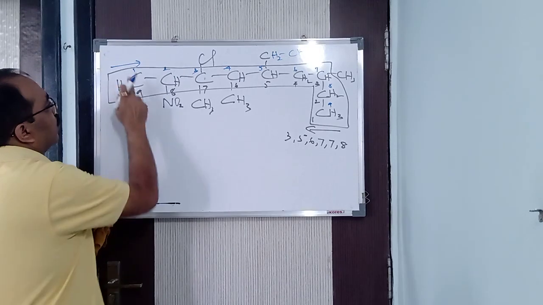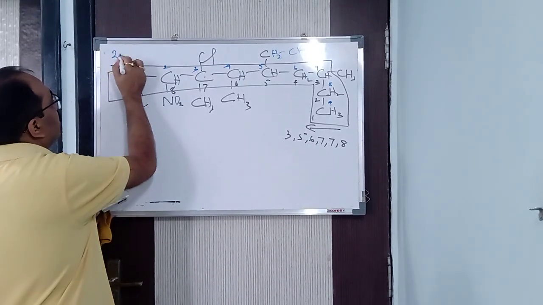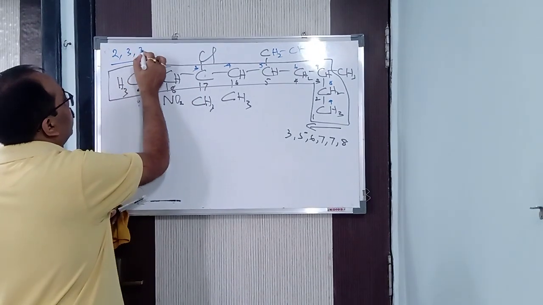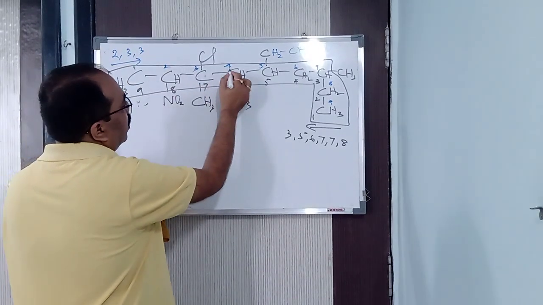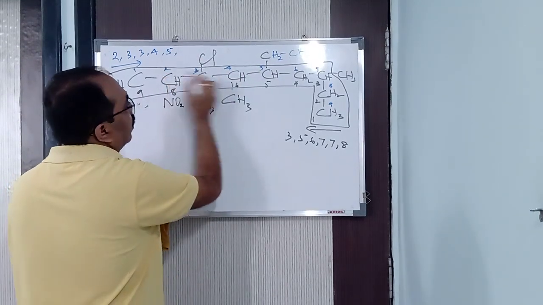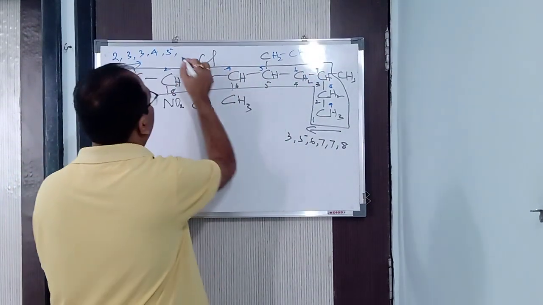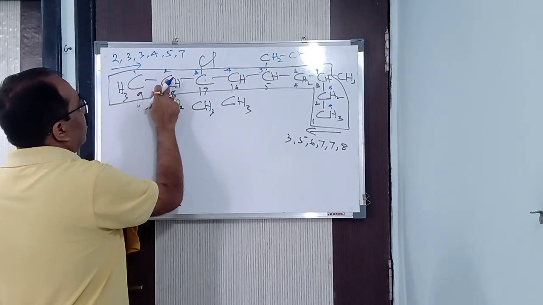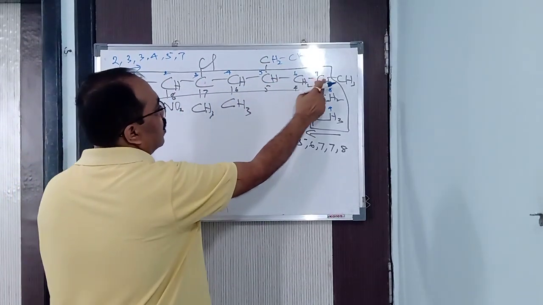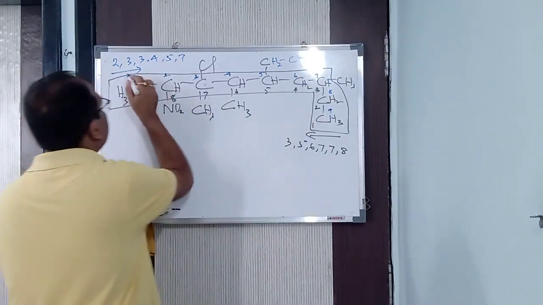Okay, so in second position I get it, and in third position I get it, 2, 2, 3, 3. Then fourth position I get another one, fifth position another one, and seventh position another one. Let us check it once again: 2, then 3, 3, then the fourth one, then the fifth one, then the seventh one. I don't have any other? No. Since in this direction.